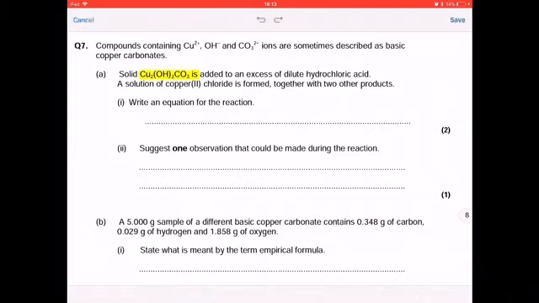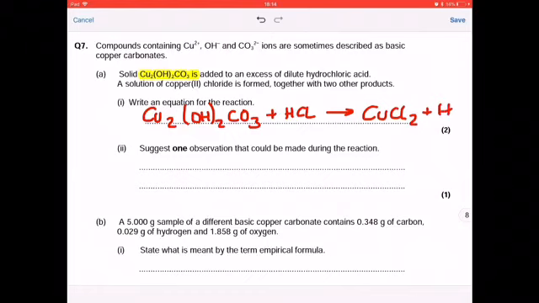When you do this reaction, the Cu2OH2CO3 reacts with HCl in order to form a salt and water when the hydrochloric acid reacts with the base, the alkali. So you're going to get copper chloride, CuCl2, and you're also going to get H2O as a product. But when an acid reacts with a carbonate, you get a salt, water, and carbon dioxide. So you're also going to get CO2 produced. You get 1 mark just for writing that equation and not balancing it.